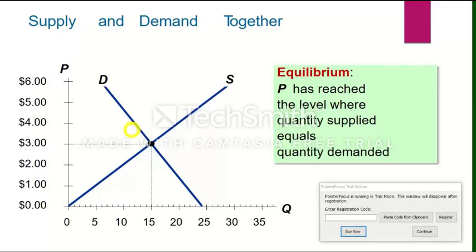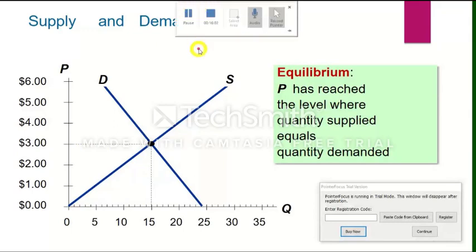Let's say we are taking the same example, that is lattes. So here in the latte market, this is the demand curve and this is the supply curve, and the equilibrium is at $3. So this is the equilibrium price and the equilibrium quantity is 15. So there are two things that are in equilibrium. One is the equilibrium price and the other is the equilibrium quantity.